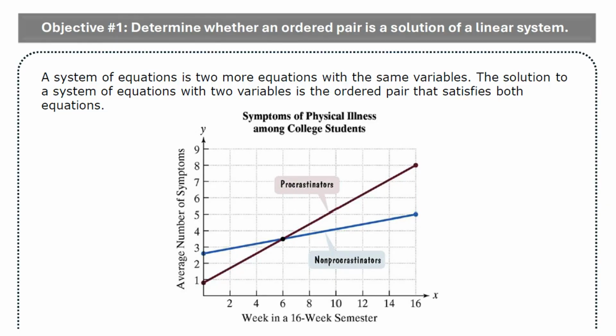So a system of equations is two or more equations with the same variables. The solution to a system of equations with two variables is the ordered pair that satisfies both equations. In this visual representation for symptoms of physical illness among college students, we have two equations that are represented by two lines, one in red and one in blue. We have graphed those two equations, and their intersection point would be the ordered pair that satisfies both equations. In other words, that ordered pair is what makes the equations true.